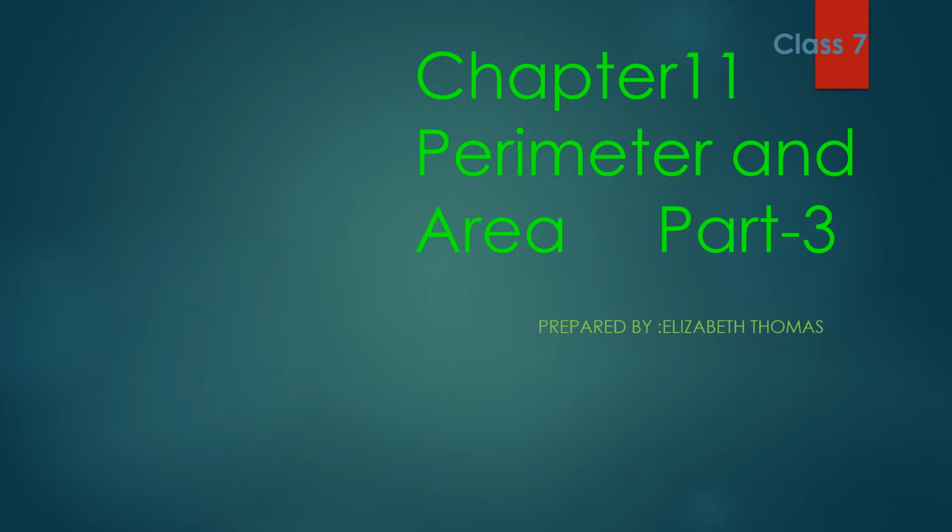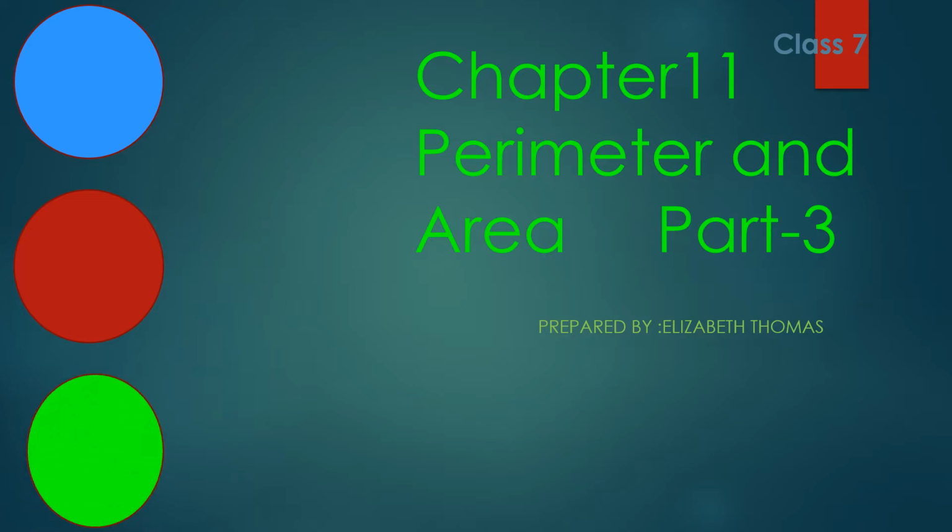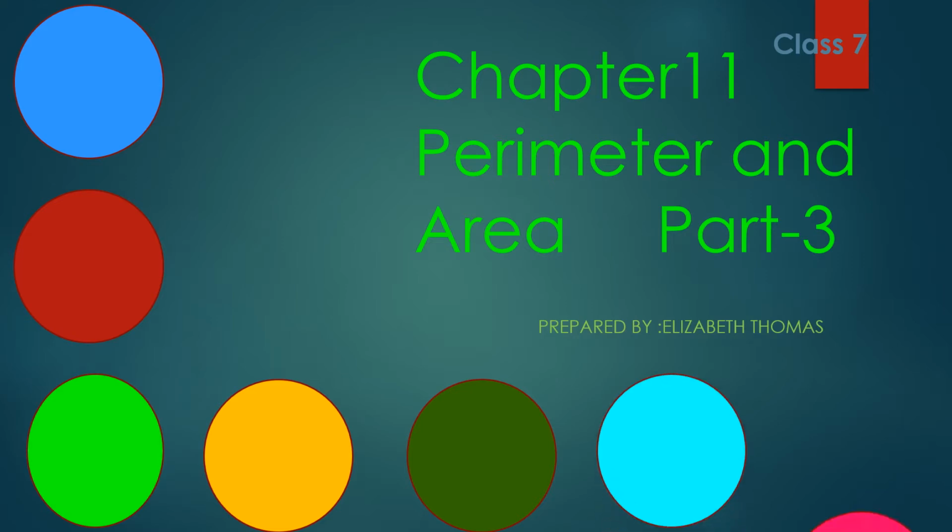Good morning, children. You know that a circle is the collection of all those points in a plane, each of which is at a constant distance from a fixed point in that plane. The fixed point is called the center, and the constant distance is called the radius of the circle. And you know that length of diameter is equal to 2 into radius. In this module, we shall learn about how to find out the perimeter and area of a circle.